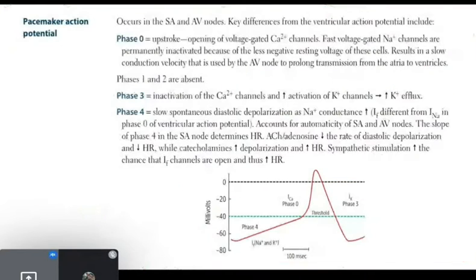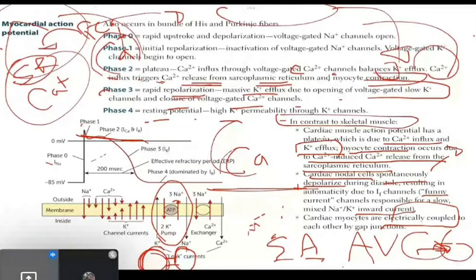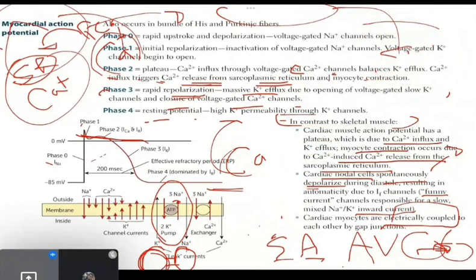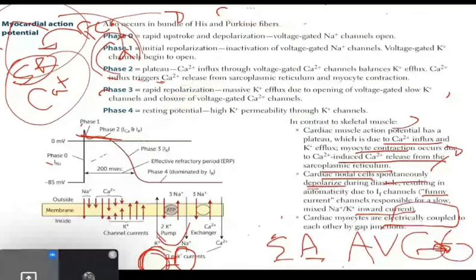Now let us talk about the SA node and AV node, which is the pacemaker action potential. It occurs in the SA node and AV node. Now in the previous slide, if you notice, we talked about the myocyte, the bundle of His and Purkinje fibers, and how they do their action potential.